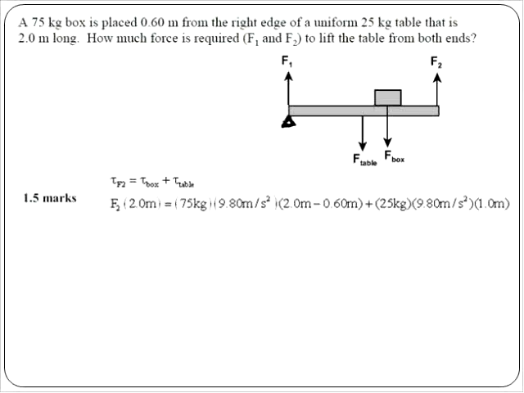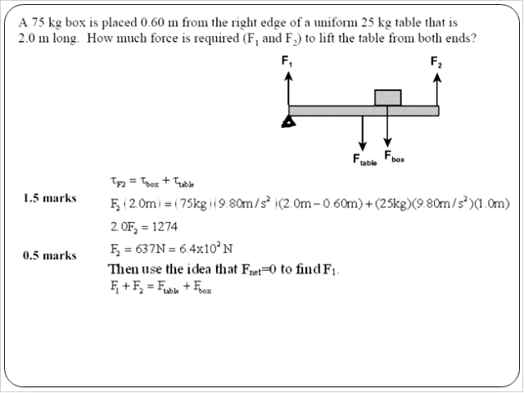Okay, and when we solve that, we get F2 equals 637 newtons. Now, once you know what F2 is, you've got a choice. If you want, you can take your pivot and move it to the other side and find F1 that way, or you can use the fact that F net equals 0 to find F1. So in other words, the forces up, which is force 1 plus force 2, equals the forces down, which is the table plus the box.